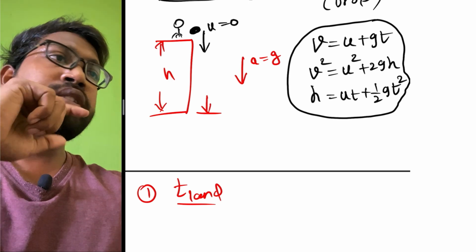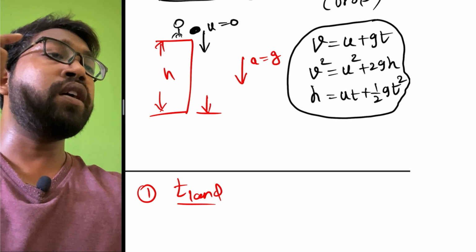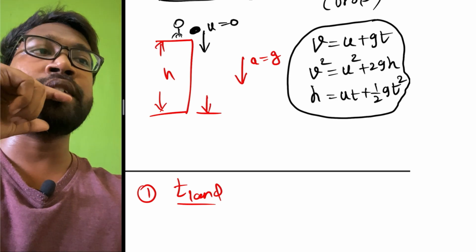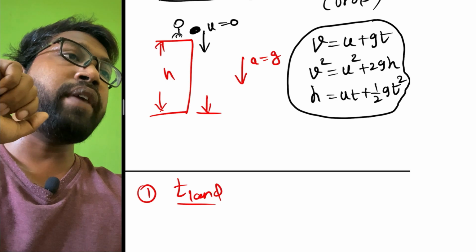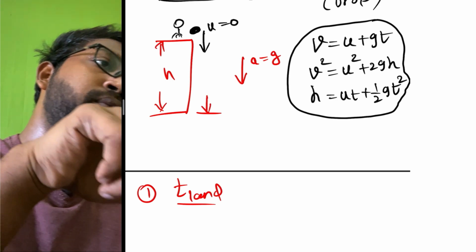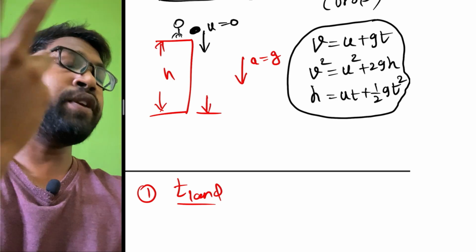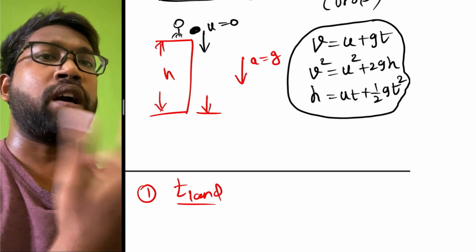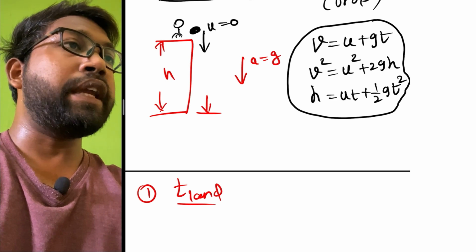Can you use the first equation? No, you don't know the information about the final velocity, so we can't use it. The second equation, can you use it? Because we don't know the final velocity, the second equation also can't be used. So we can use the third equation.